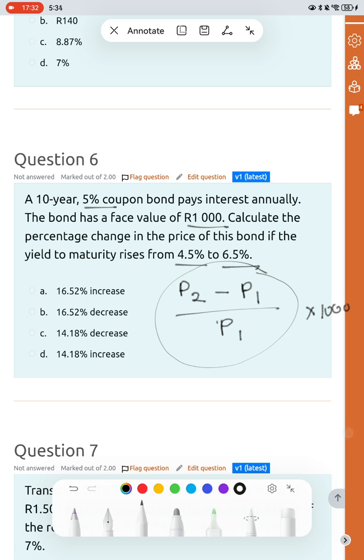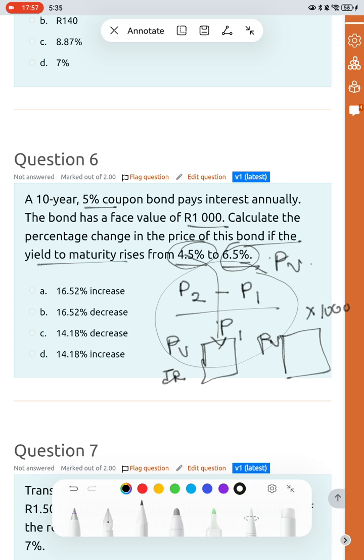Okay. So once you've done that, it tells you that the bond yield to maturity rises from 4.5 to 6.5. So this means that you have two present values, right? So your first present value, you put in all your values, but your interest is going to be your 4.5, right? Then you go to your second present value, and then you put in the same values, in terms of the values that have been given, that it will increase from 4.5 to 6.5. So you put it all in, and then you get your present value.